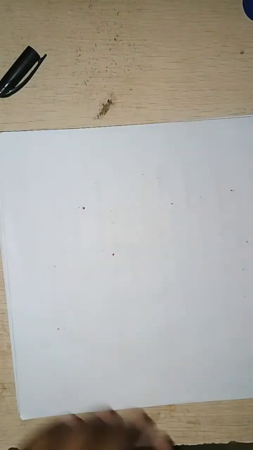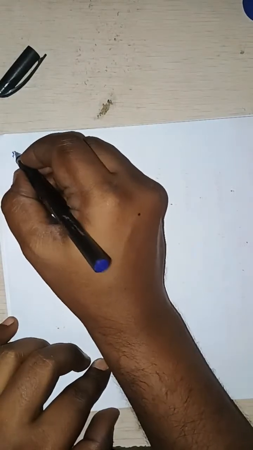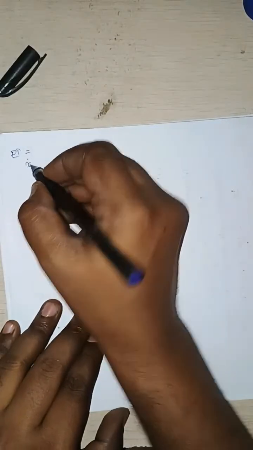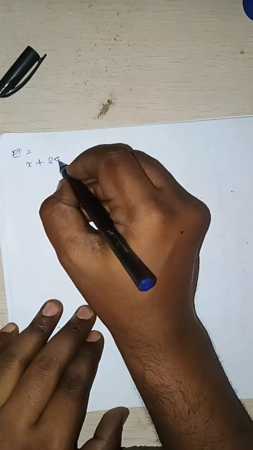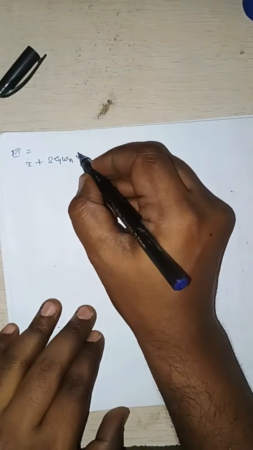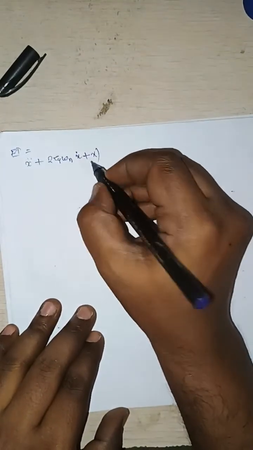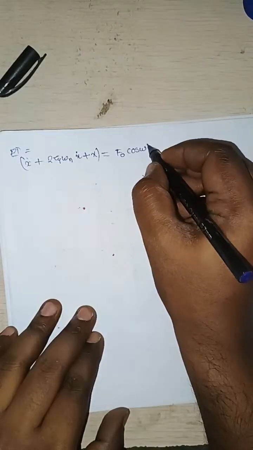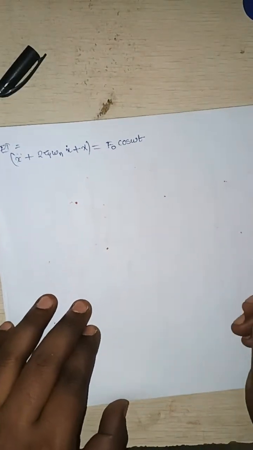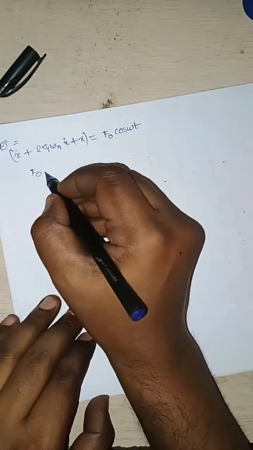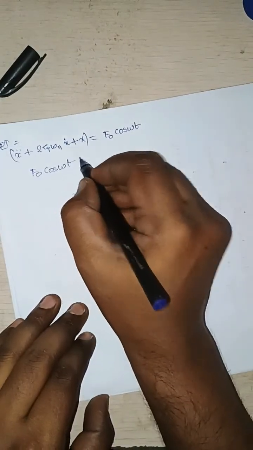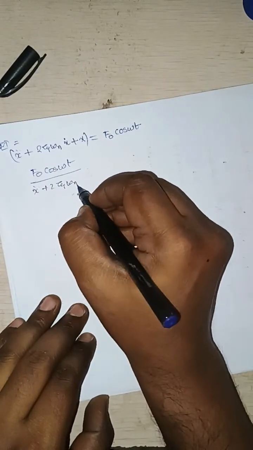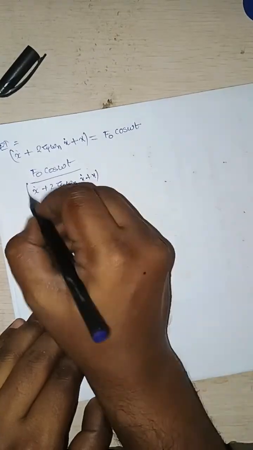Let's solve some problems. Mostly in these cases, x double dot plus 2 zeta omega n x dot plus omega n square x is equal to some F naught cos omega t. The particular integral for this is F naught cos omega t divided by the operator x double dot plus 2 zeta omega n x dot plus x.